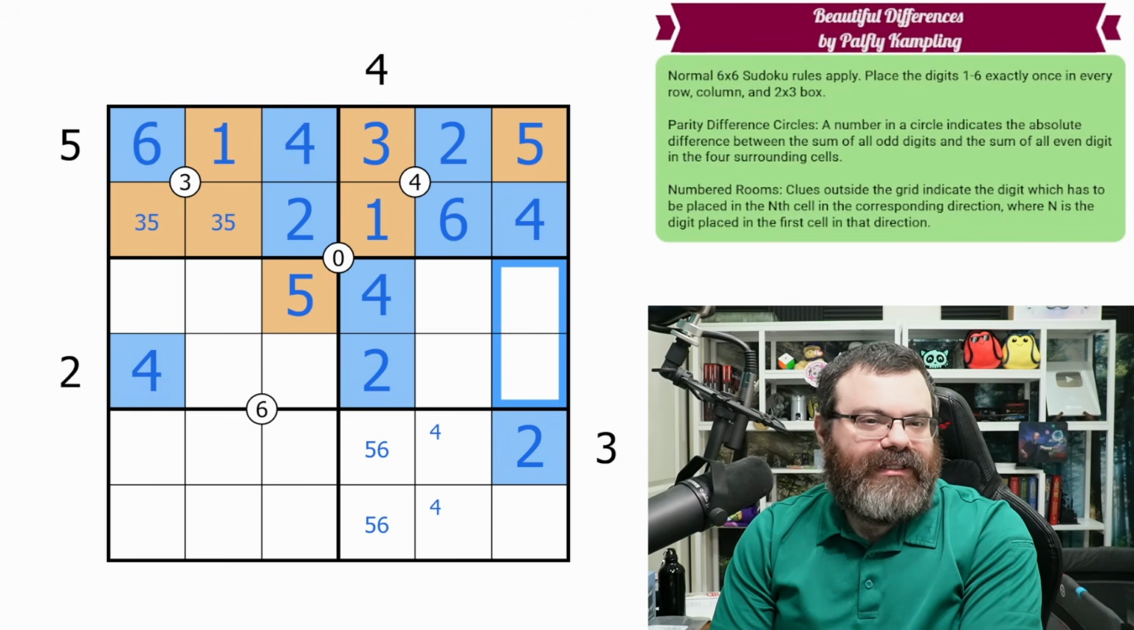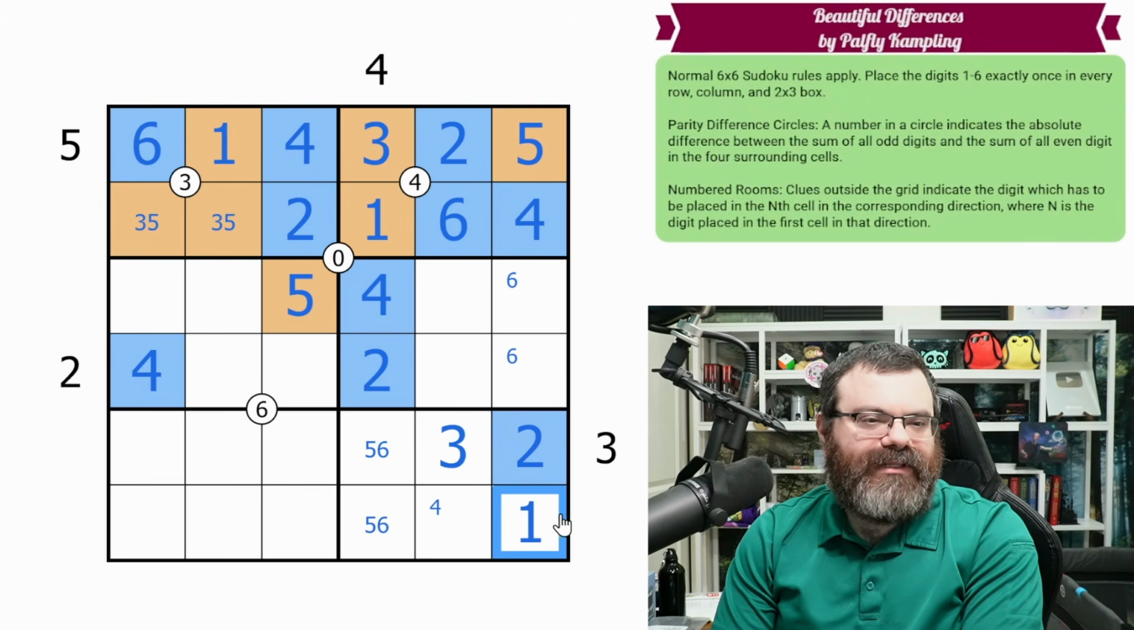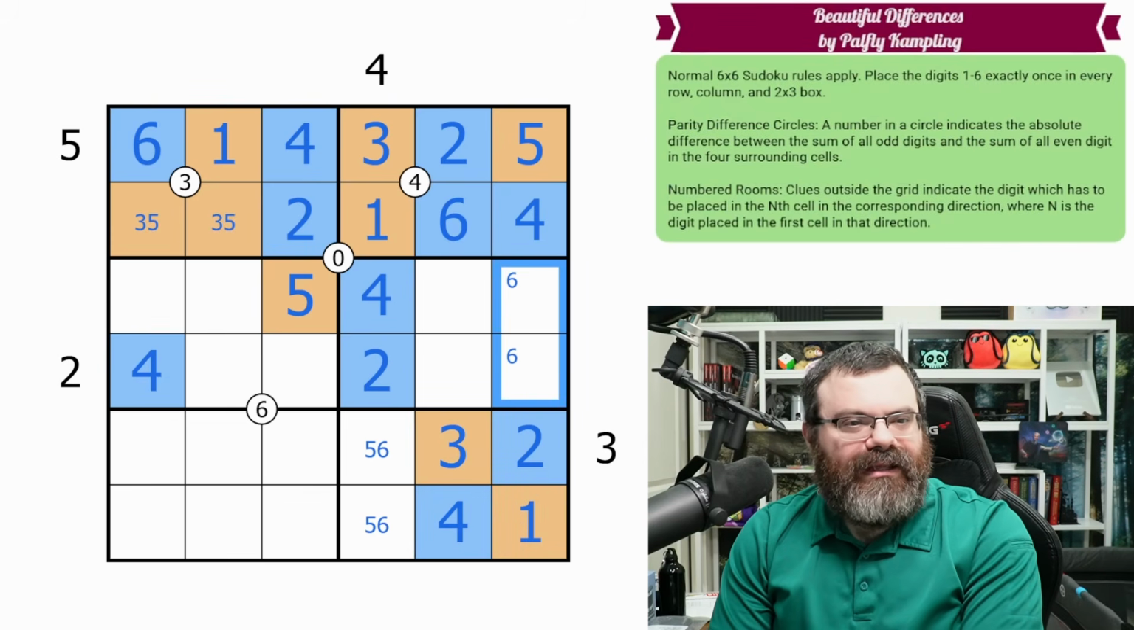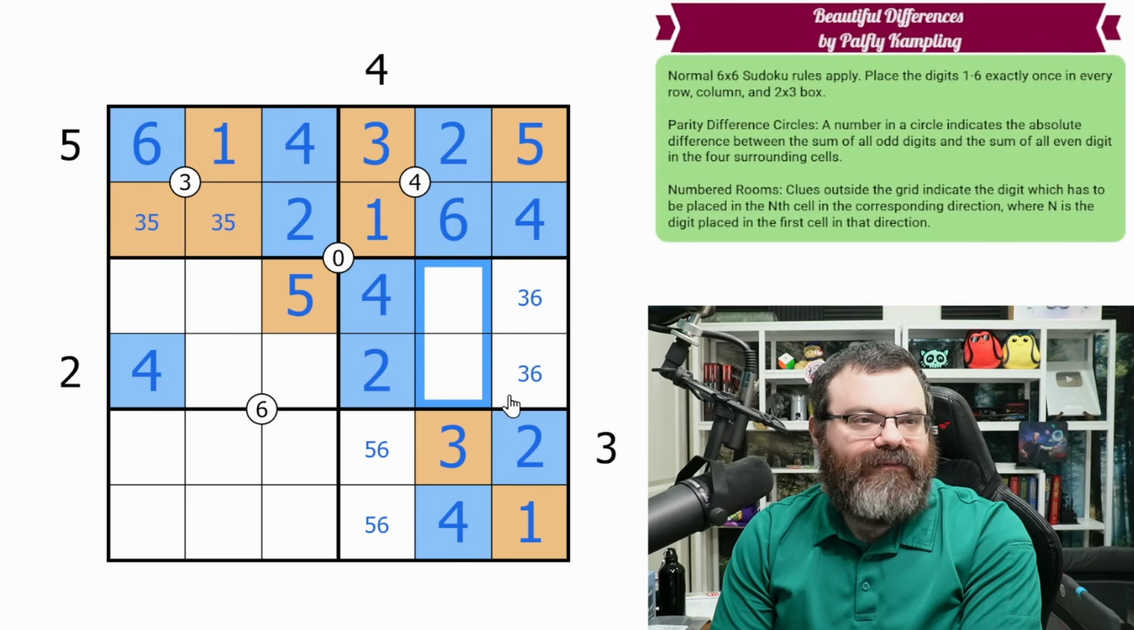Very nice. 6 is one of these two. This is a 1 or a 3. Oh, the 2 tells us 3 goes here, though, so that's 1. These are both odd. This is the only place for 4. It's even. So this is a pair. This is a 3, 6, and this is a pair. It's a 1, 5, and 1, 5. They're both odd. We know the order. That's 1 and 5.